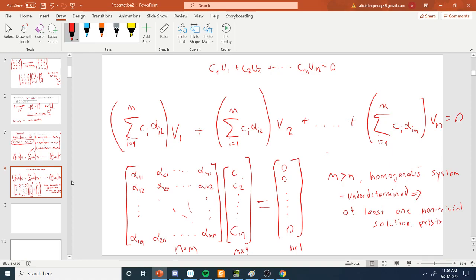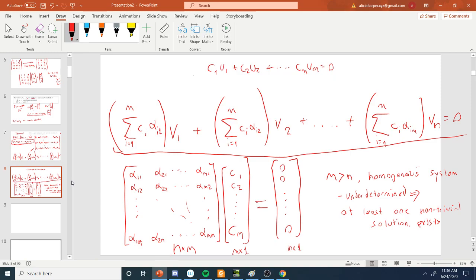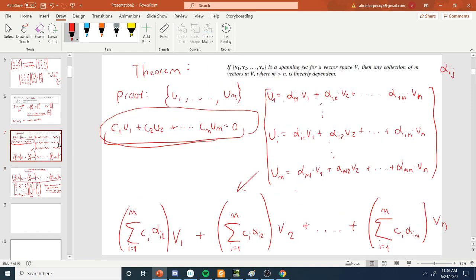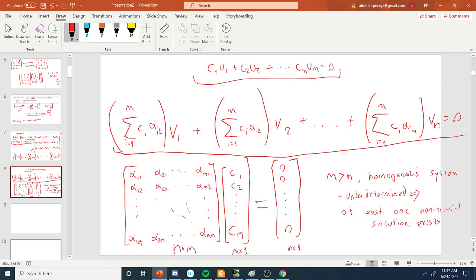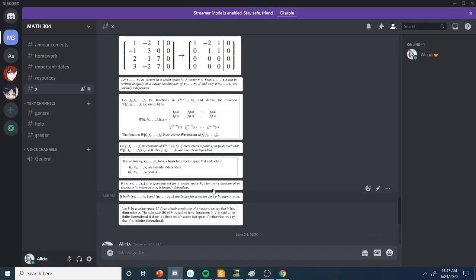So, since we have shown that a solution to this exists, it shows that any time we have a spanning set with n vectors, and we have a set of m vectors where m is greater than n, that set has to be linearly dependent. So that completes the proof of our first theorem. The next theorem I want to look at is a consequence of it.